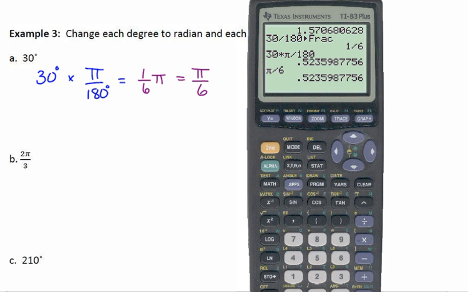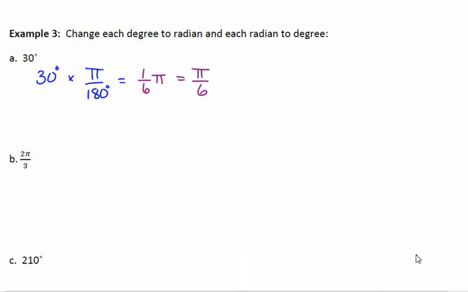Okay, so this guy, what is he right now? Radians or degrees? If there's no degree symbol, it's radians. So this is radians, and I want to convert it to degrees. So we're going to multiply by what? 180 over pi. I want degrees, so this time we're going to multiply by 180 over pi.